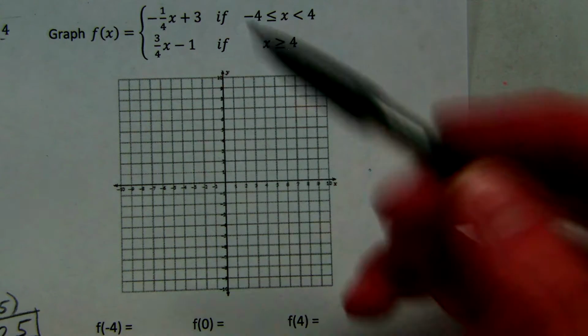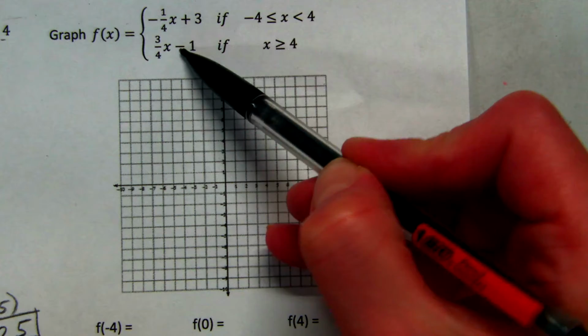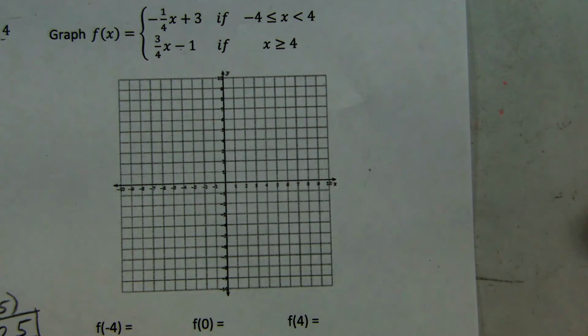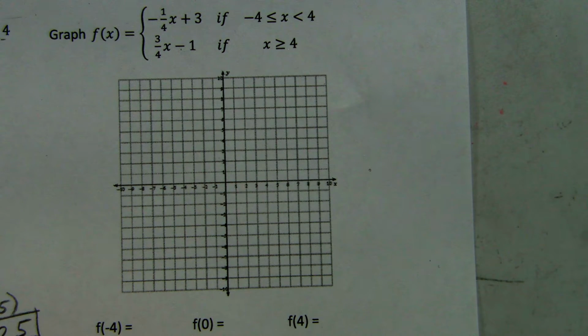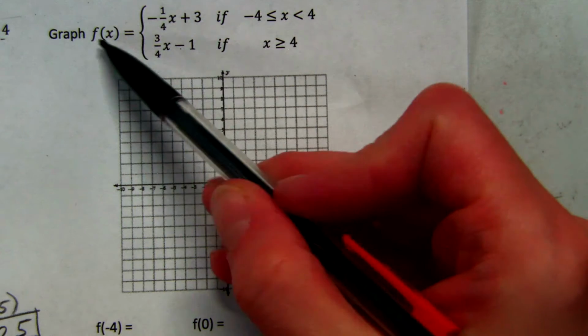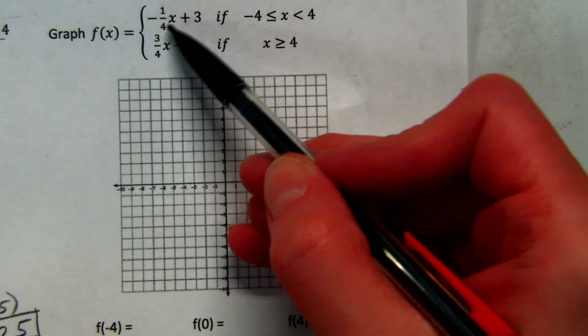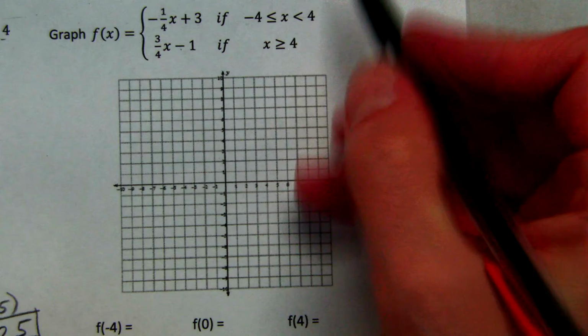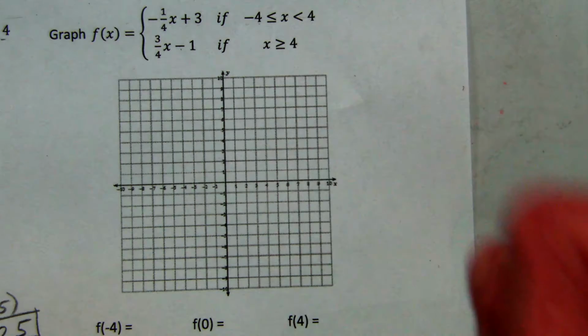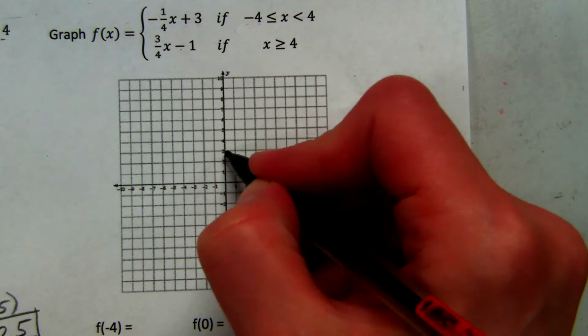All right, so there's only 2 pieces of this one. A piecewise function can have as many pieces as it wants. I've seen some that have 25 or 30 different pieces on a giant graph. So this one says, we have f of x equals negative 1/4 x plus 3. At first, I ignore this part. I can kind of look at it, okay, I'm between negative 4 and 4, that's good. But I just start by drawing my line.